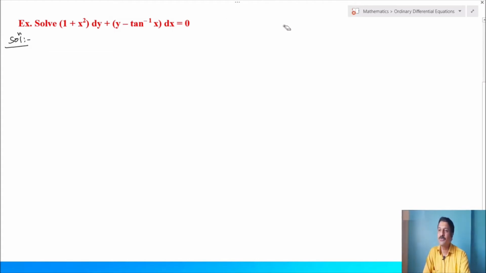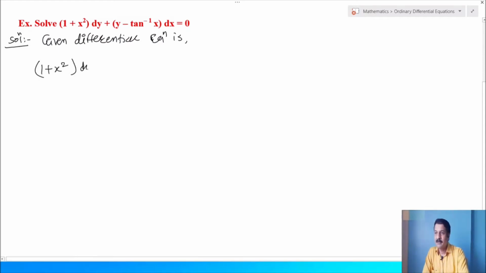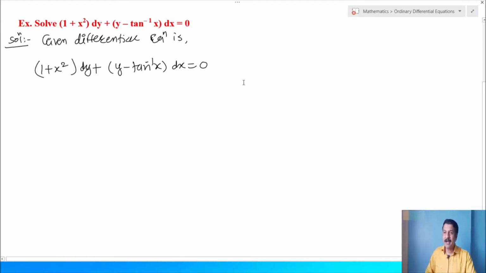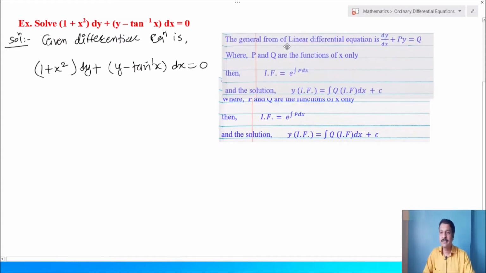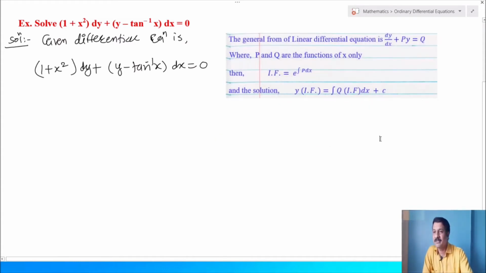So without fail I should know the theoretical part of the linear differential equation. First, write the given differential equation: 1 plus x square dy plus y minus tan inverse x dx equal to 0. First I should have the theory part. This is your theory part, the general form of the linear differential equation in y. That means I want dy by dx, so I will consider dy by dx here, and I am getting y minus tan inverse x equal to 0.